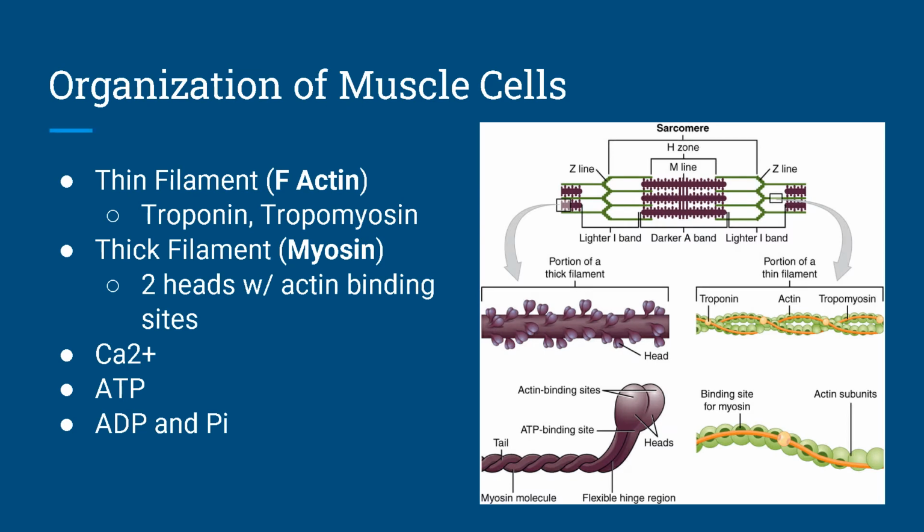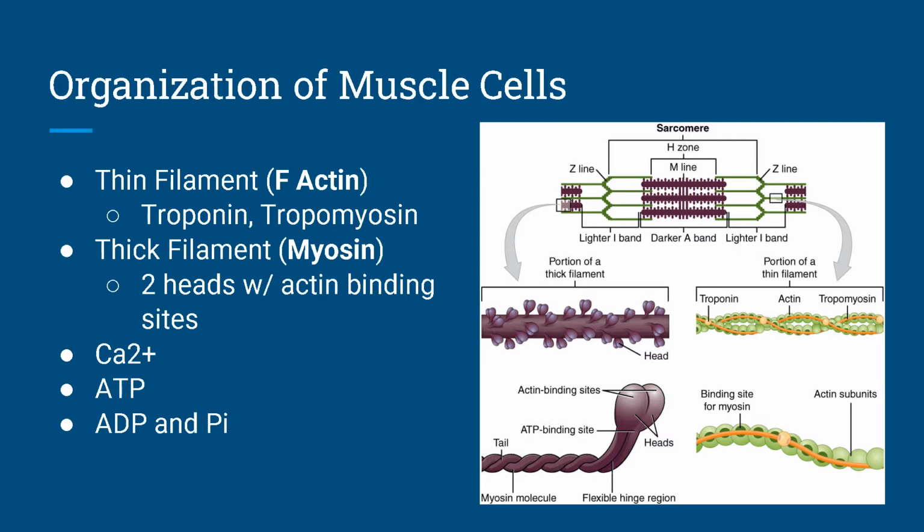Here are the components and organization of muscle cells. There's a thin filament, or F-actin, which contains a troponin, which is a calcium binding site, and the tropomyosin, which is a rope around the actin. There's also the thick filament, or myosin, that acts as the base for the actin to slide on. Myosin is a dimer with two motor heads that contain actin binding sites.